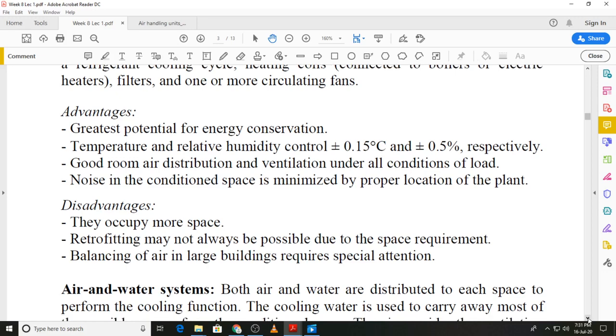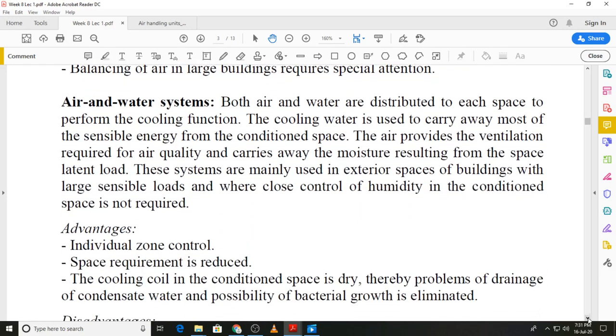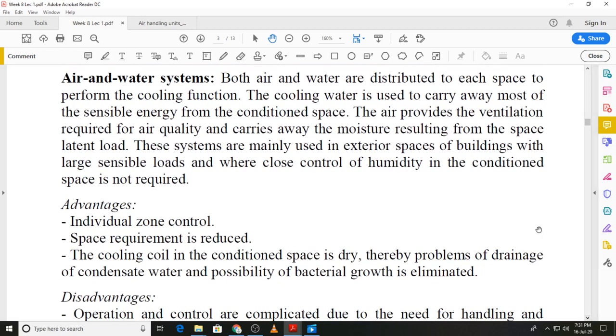Then we have the second type of air conditioning system, which is known as the air and water system, and this time we are using both air and water inside the conditioned space for the energy transfer. The water takes away the sensible energy. If we are talking about cooling, it will be chilled water that is used in the conditioned space. If we want to provide heating, then it will be hot water, and the air will take up the role of ventilation, and it will also carry away the latent load, that is the moisture from the conditioned space.